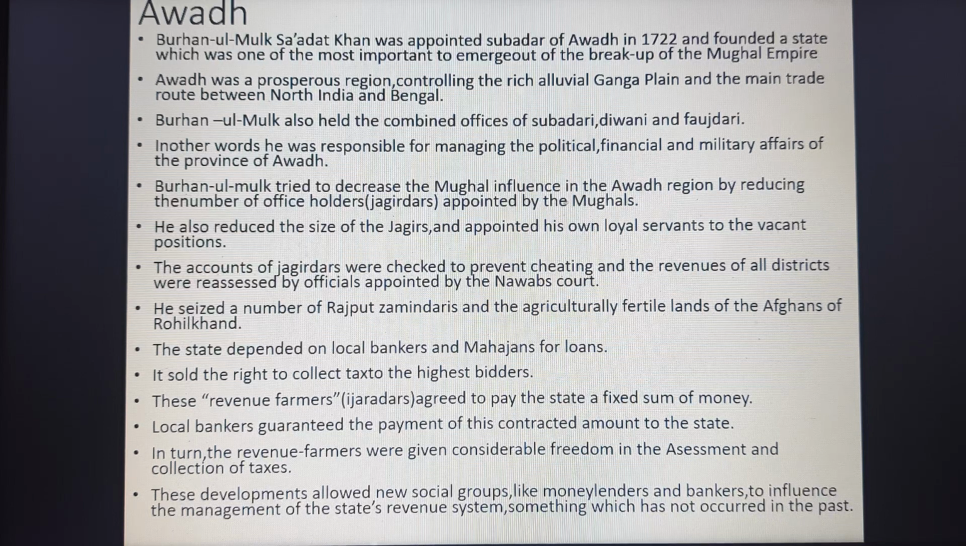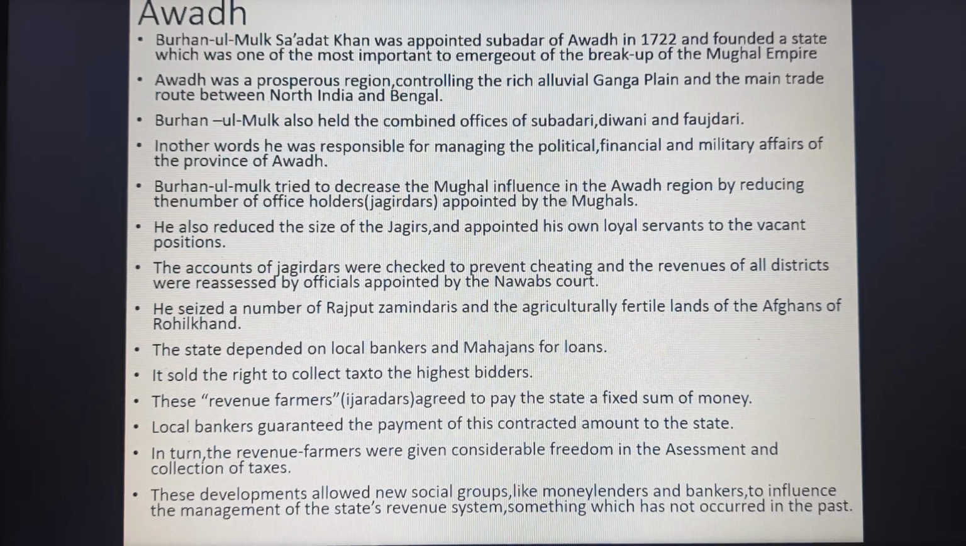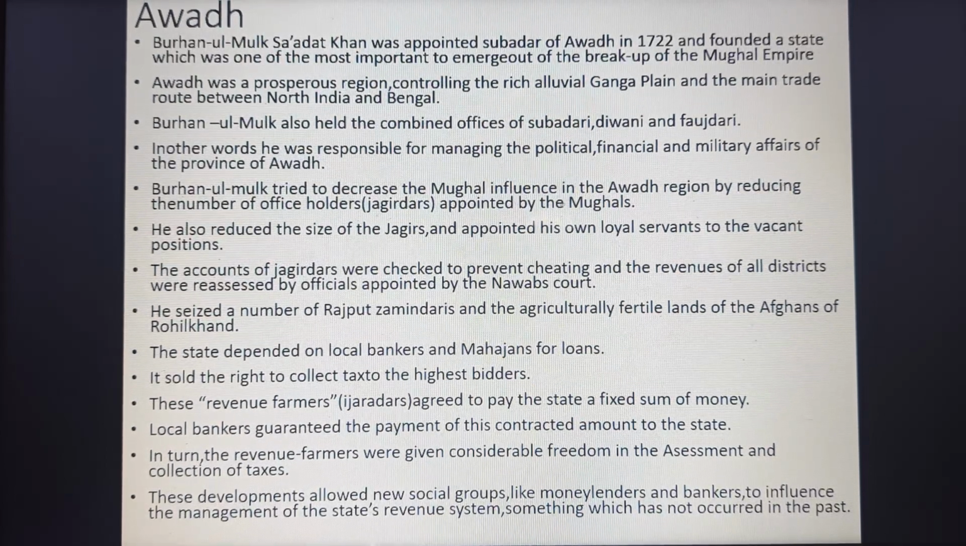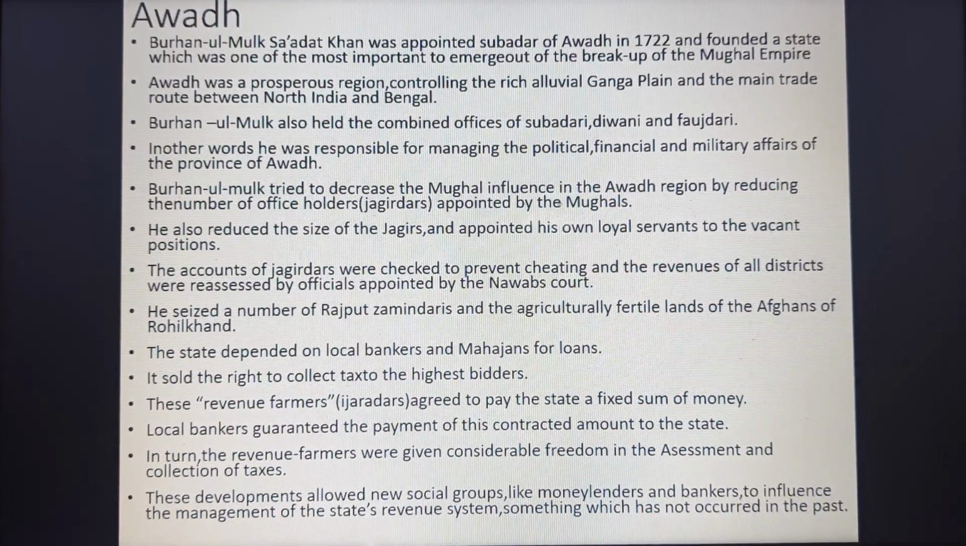So they were known as the Ijaradars, and they agreed to pay the state a fixed sum of money. The state sold the right to collect tax to the highest bidders. So those who were giving the highest tax were getting the land, or the money, for doing agricultural work. Local bankers guaranteed the payment of the contracted amount to the state.